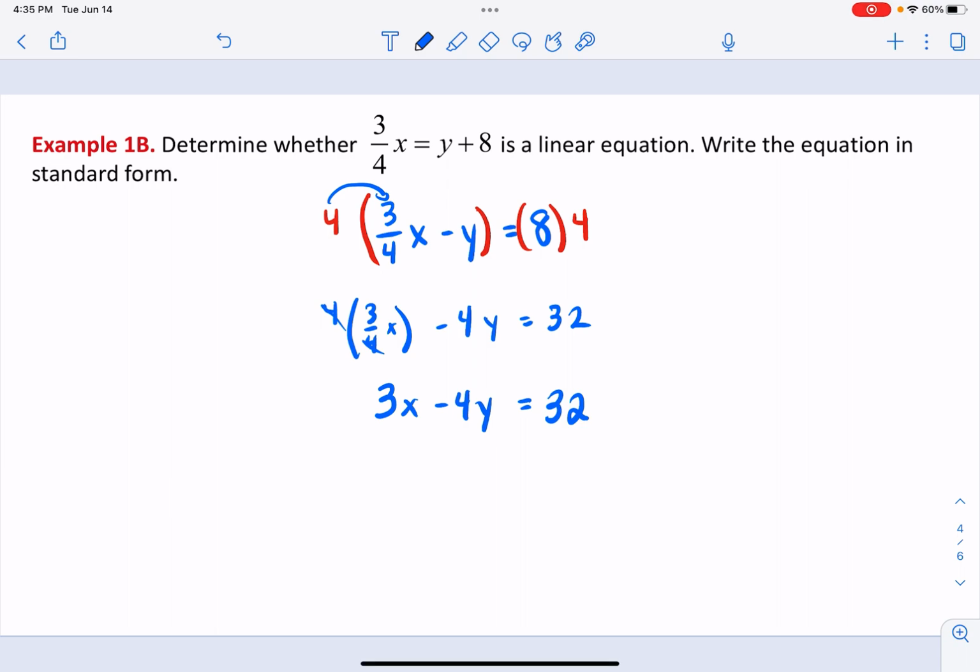So that's in standard form. A in this case is 3, b in this case is -4, and c in this case is a positive 32. I was thinking about the negative that I had with the 4.